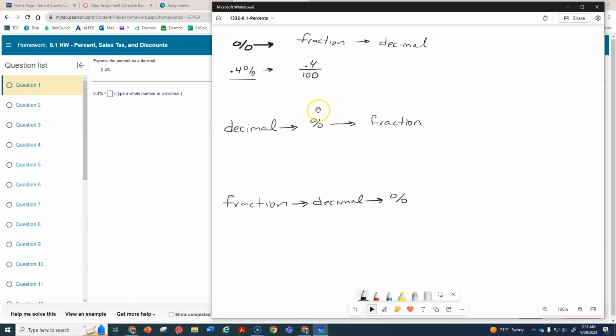Now that we've changed that to a fraction, you can then simply pull up a calculator and do that division problem right there, 0.4 divided by 100, and it will give you the decimal value. If you have mental math, you can also do it. If you take 0.4 and divide it by 100, it's just going to get smaller by 2 zeros. So I know that it's going to come out to be 0.004.